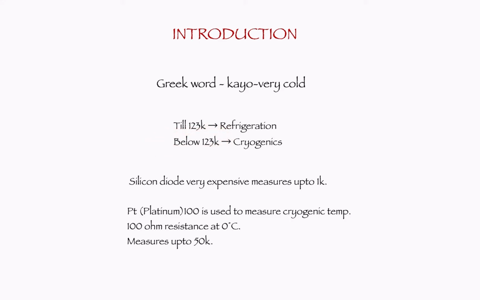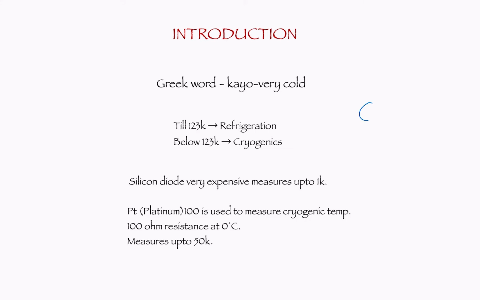So how will we identify temperatures below 123 Kelvin? For normal temperatures we use thermometers. They can measure up to 0 degrees Celsius, but 123 Kelvin is below 0 degrees Celsius. So how will we measure? For that we use silicon diodes and platinum 100. Silicon diodes are very expensive and can measure accurately up to 1 Kelvin. So how does a silicon diode look?